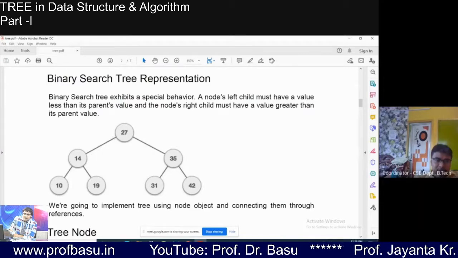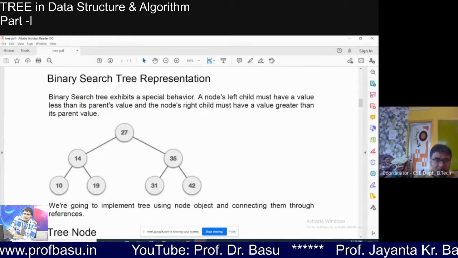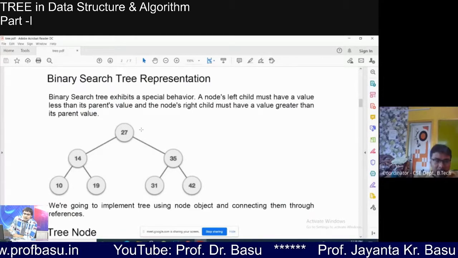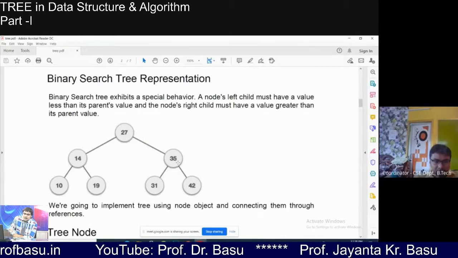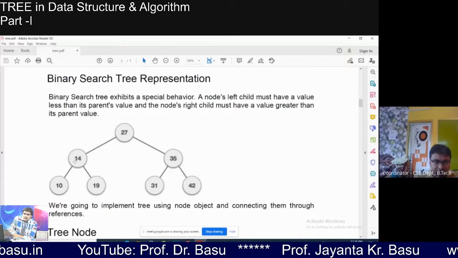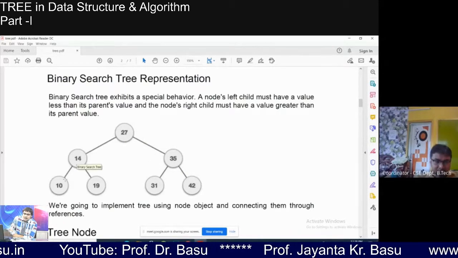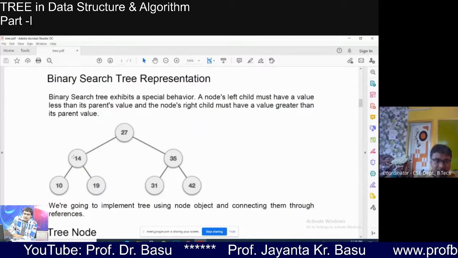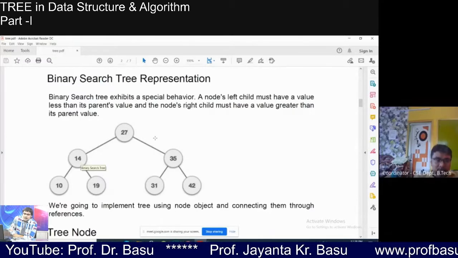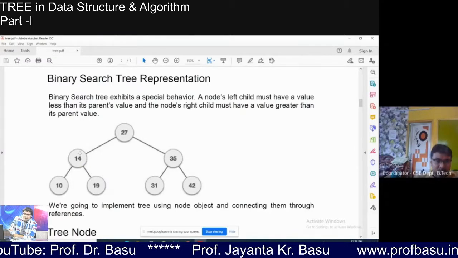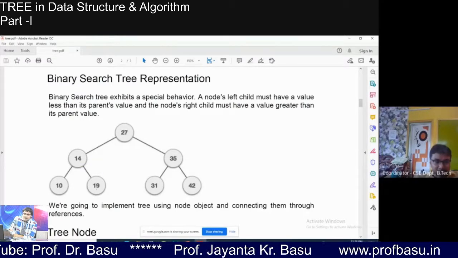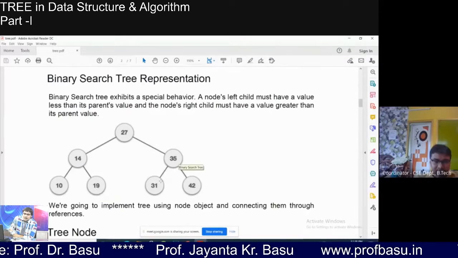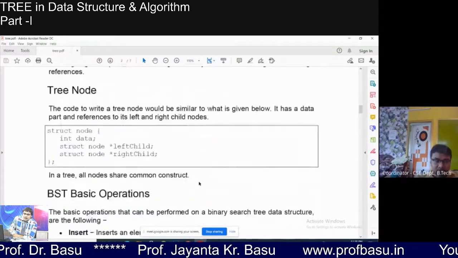Like say here, this is the root node of the tree as a whole, and it is also the parent node of 14 and 35, right? But here, this is the parent node of 10, but I cannot say that this is the root node of this tree, right? This is not the root node, but the parent node of these two nodes. 35 is the parent node of these two nodes, right?